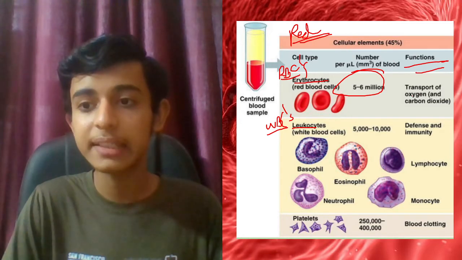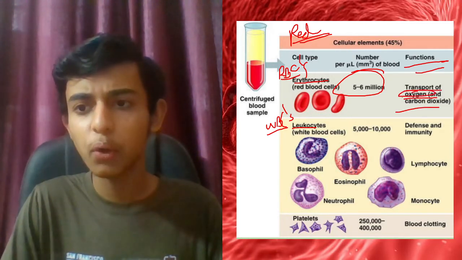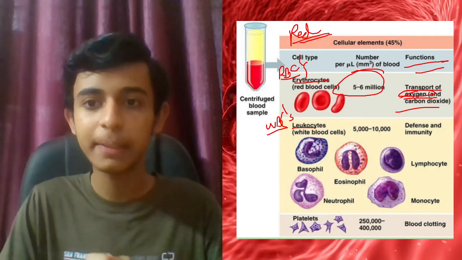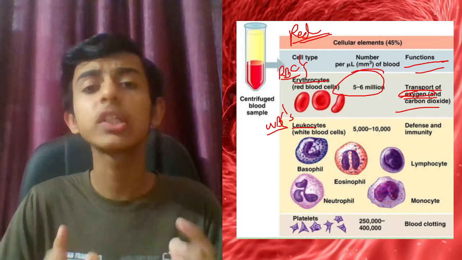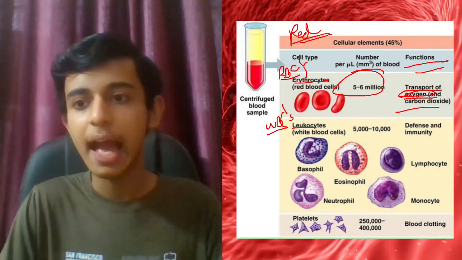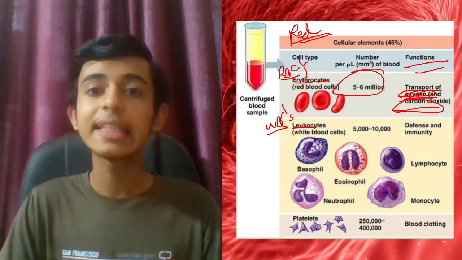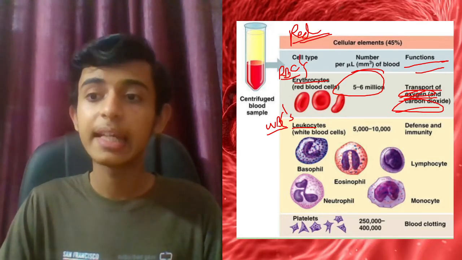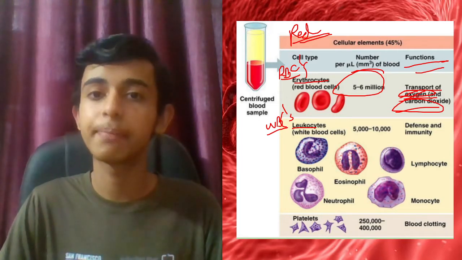What are the functions of RBCs? Transport of oxygen and carbon dioxide, because we already know oxygen is going to bind with hemoglobin and then be carried to different parts of the body which are deficient in oxygen, which need oxygen. And carbon dioxide is generally carried to the lungs in the dissolved form because it is soluble in your blood plasma.